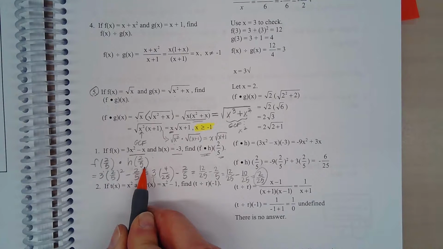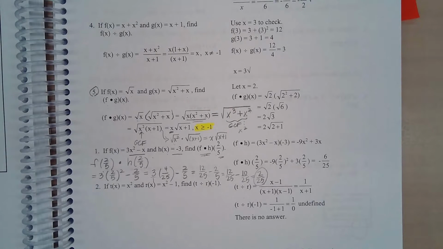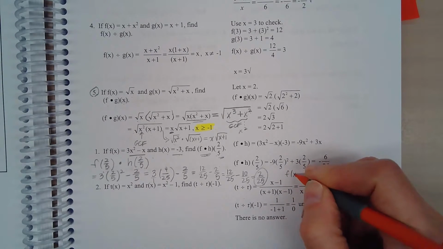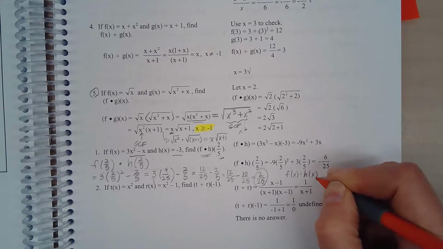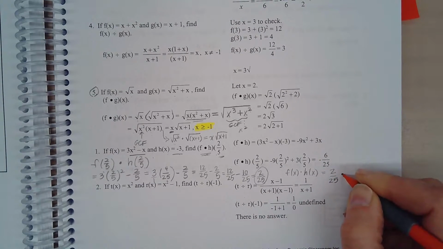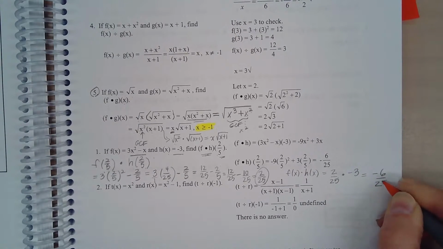Now I have to do the second part. Now this is interesting. It says h of x equals -3. That's it. What type of function is h of x? Linear. It's just boom, -3. So it doesn't matter what the x value is. I could put any x value in. The y is just going to be -3. So therefore, f of x times h of x is just going to give me 2/25 times -3, which will be -6/25.